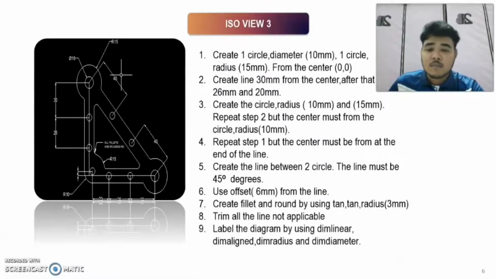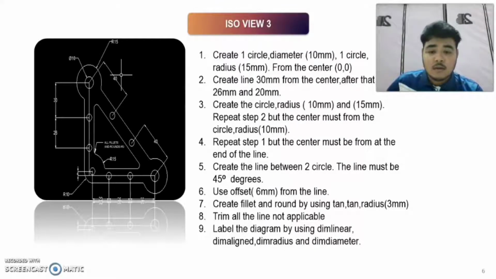For ISO view 3, first we create one circle diameter 10 mm and one circle radius 15 mm from the center coordinate 0, 0. After that, create a line 30 mm from the center. After that, 20 and 20 mm. Step 3, create the circle radius 10 mm and 15 mm. Step 4, repeat step 2, but the center must be from the circle radius 10 mm, and repeat step 1, but the center must be at the end of the line.